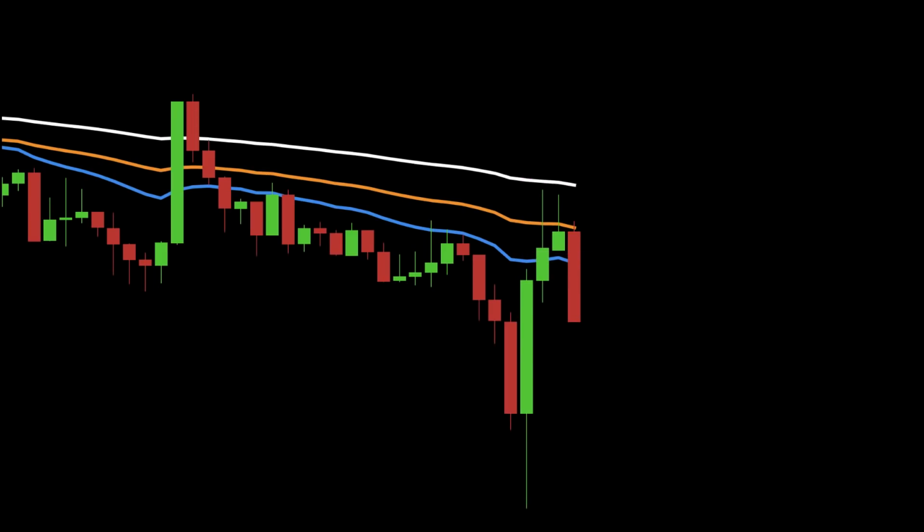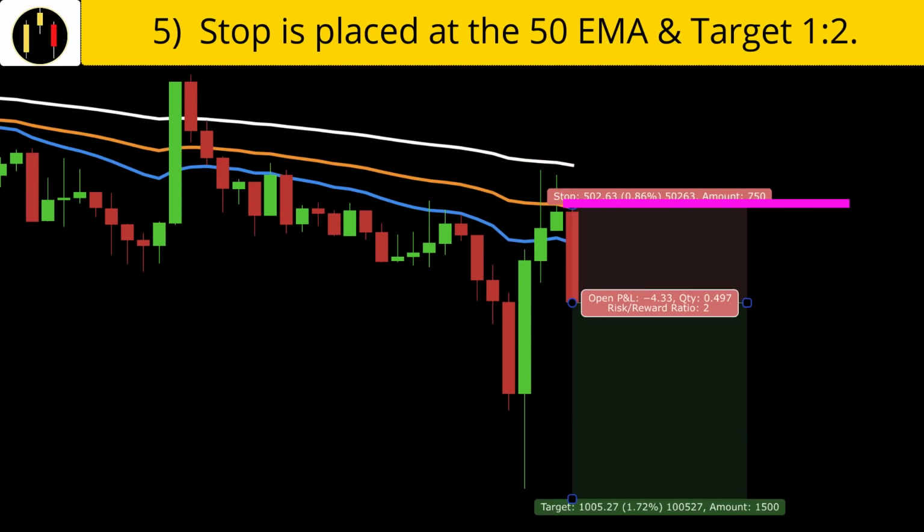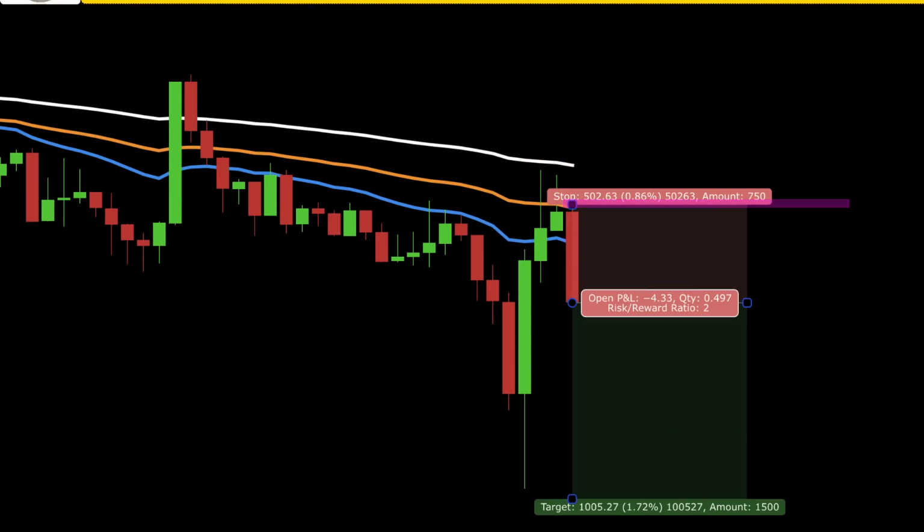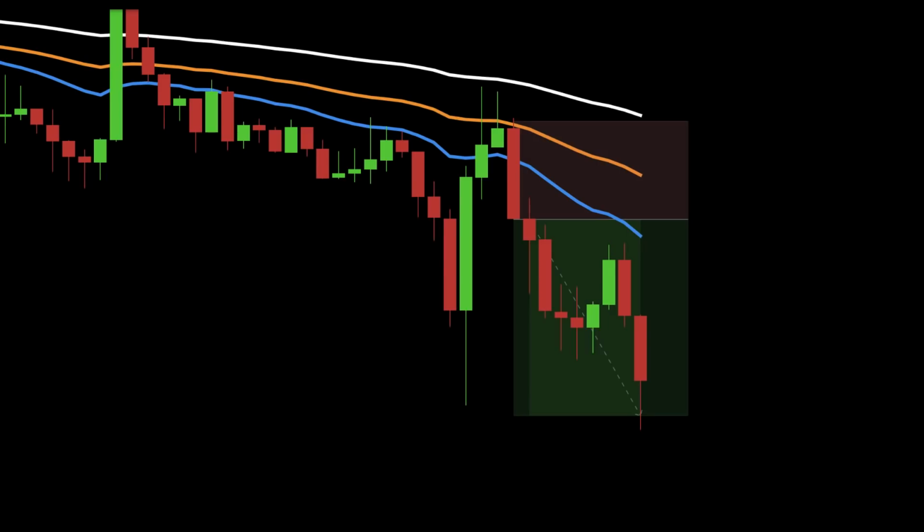All of that happens on this candle here. That is our trigger candle. The stop is placed at the 50 EMA and the target is 1 to 2. And this setup hits the 1 to 2 target.